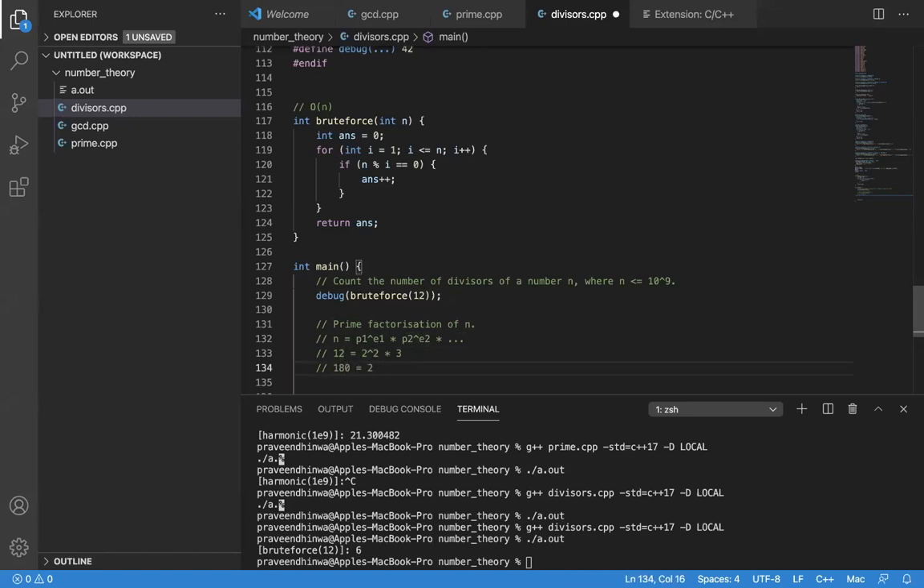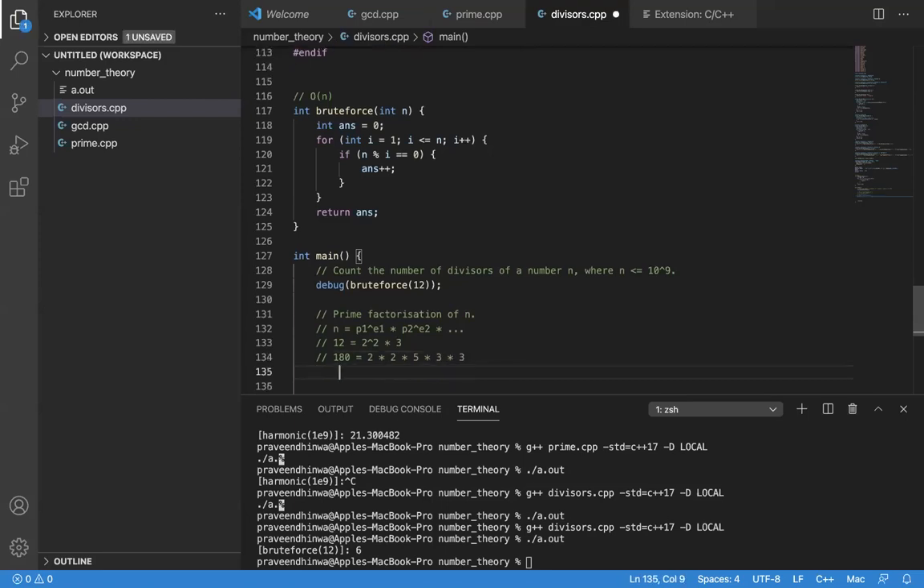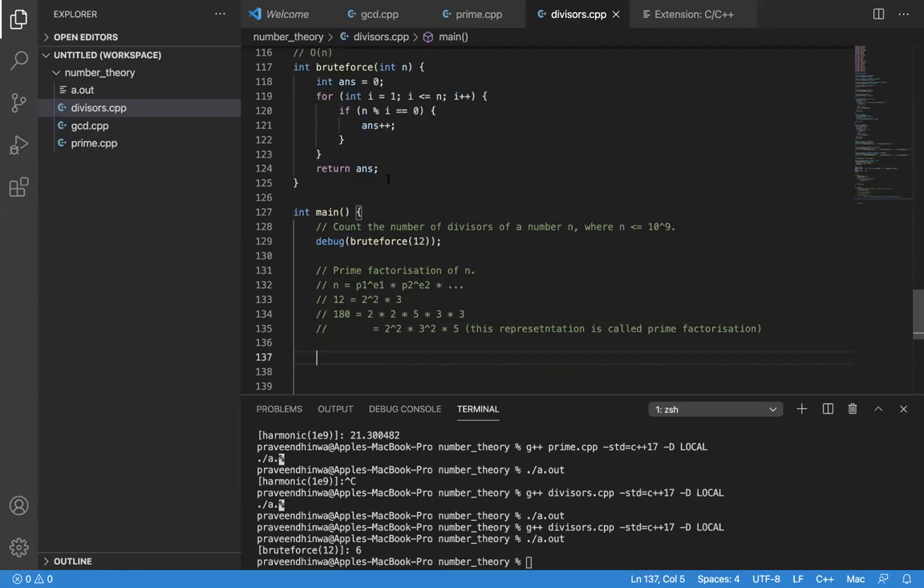How many powers of 2 are there? Let's divide by 2. So remaining is 90. And dividing by 2 again, remaining is 45. So 9 into 5, that is 3 into 3 into 5. Is this fine? So 180 can be written as 2 power 2 times 3 power 2 times 5. This representation is called the prime factorization of a particular number. So for a given number, how do we find its prime factorization?